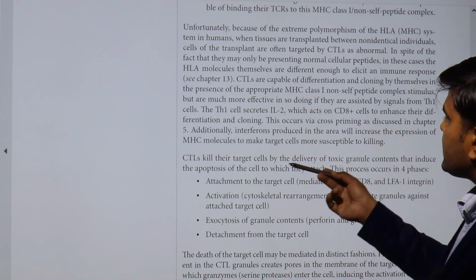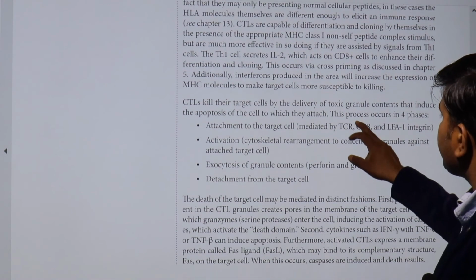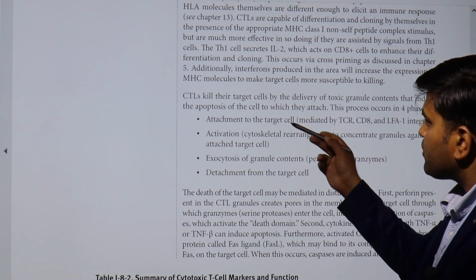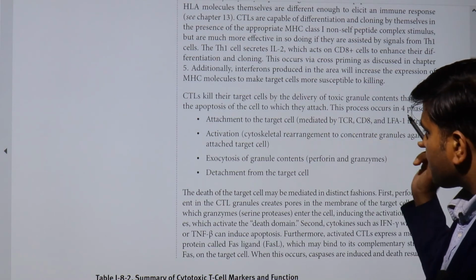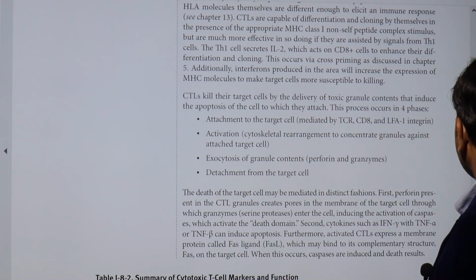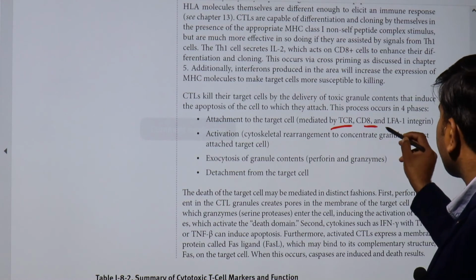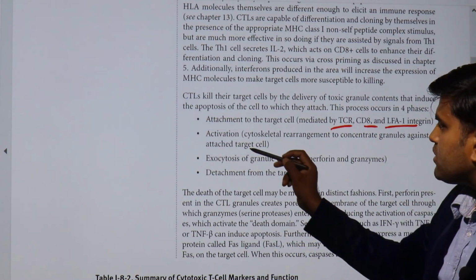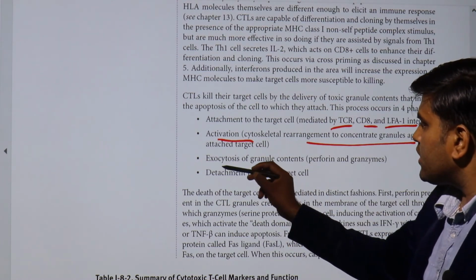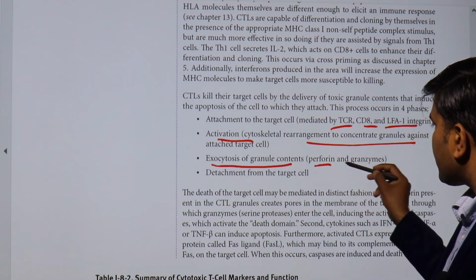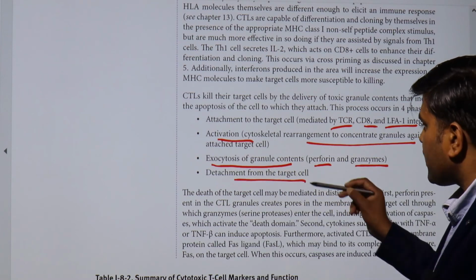CD8 cells kill the target cell by delivering toxic granule content that induces apoptosis of the cell to which they attach. This process occurs in 4 steps: attachment to the target cell mediated by the TCR, CD8, and LFA-1 integrin. Then activation occurs, with rearrangement of the cytotoxic granules against the attached target site, then exocytosis of the granules, perforin and granzyme, and detachment from the target cell.